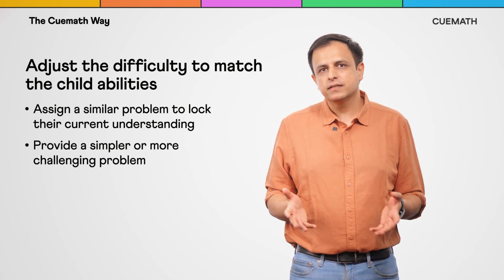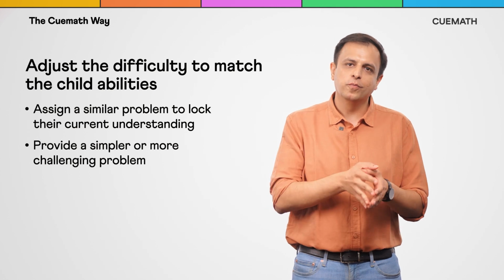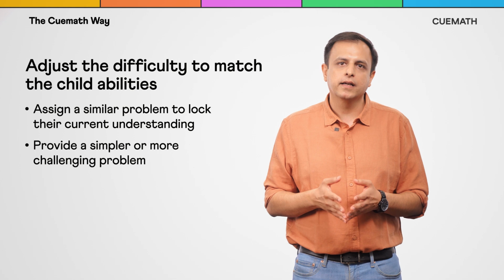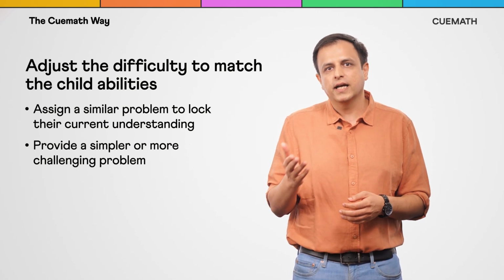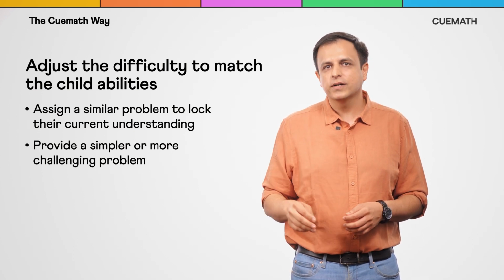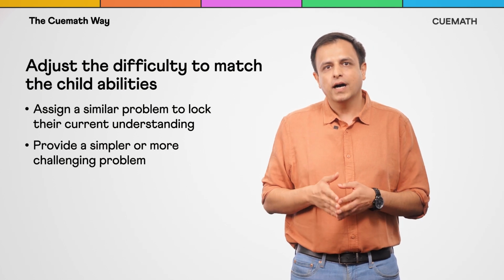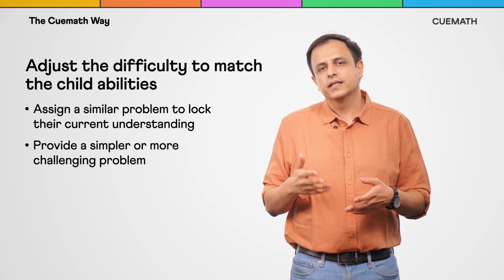You can also adjust the difficulty by altering the context to make it more relatable or more challenging. For instance, if a child is having trouble understanding why -2 minus -4 equals 2, you could use the analogy of an elevator in a building. -2 is 2 floors below ground and -4 is 4 floors below ground. Then ask them how they would get from -4 to -2. And hopefully, the child should understand it now.